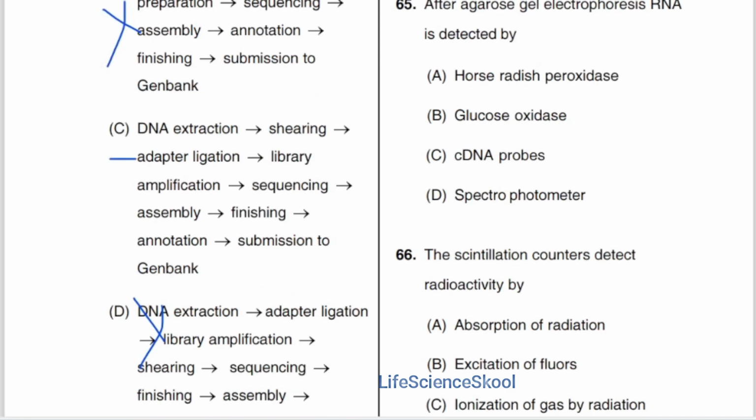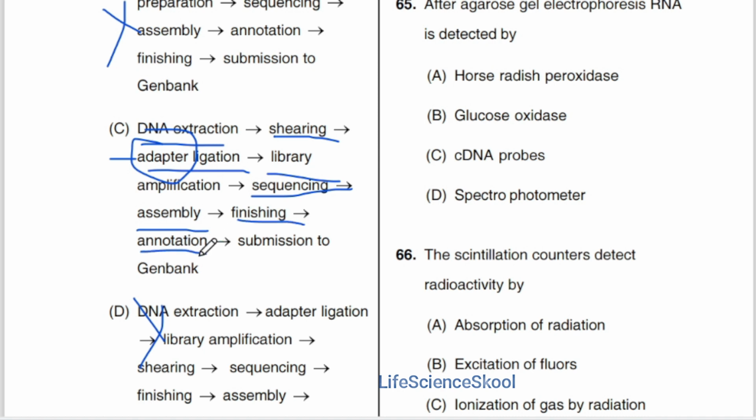So the correct answer for this is option C, where DNA extraction is going to take place and they are going to cut the DNA and then do the adapter ligation. Okay, they are going to add the adapter, ligation means tying. Then they are going to do the library amplification, which means they are going to amplify the content, and later they are going to do the sequencing. Sequencing is for analysis purposes, and they are going to do the assembly and the finishing, and then move on to the annotation.